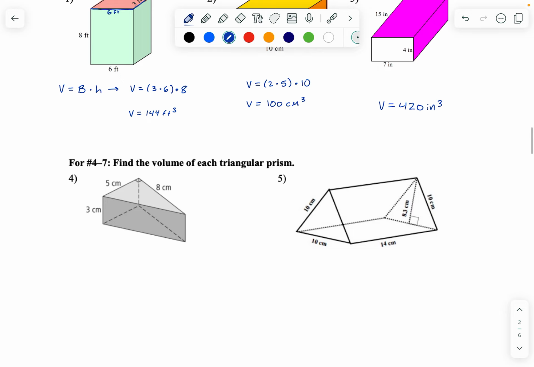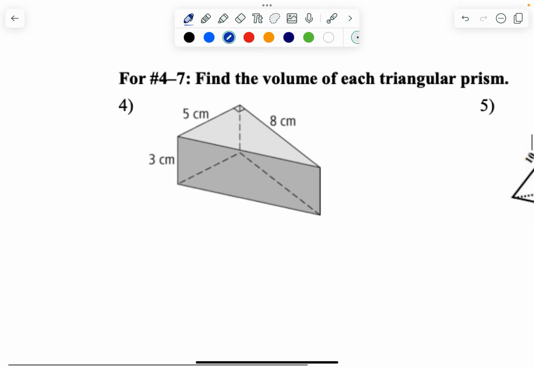Triangular prisms, we use the same formula. It's still a prism, except now the base is a triangle. The bases are triangles. So in order to find the volume of this triangular prism, I still need to find the area of the base, and I need to multiply it by the height.